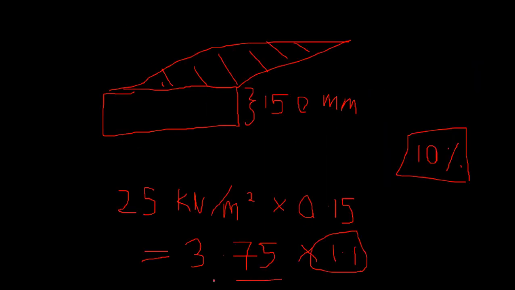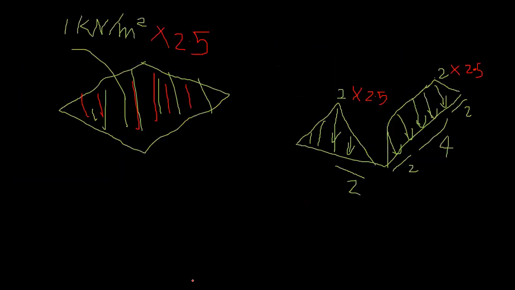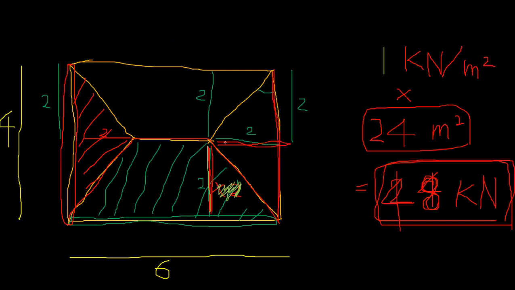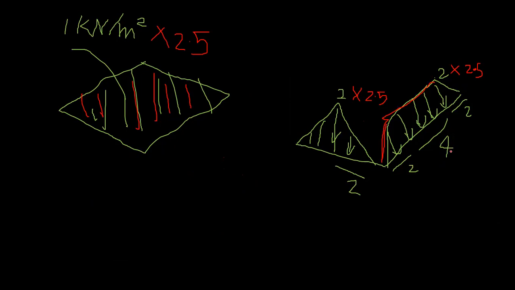So my weight of the slab is 3.75 kilonewtons per meter squared, because this is per meter cube. Okay, 3.75 and my live load is 2.5. First, this is the UDL you need to apply to each beam. 2 is the height, this length is 2, this length is also 2. Sorry, this is I think 2, right?